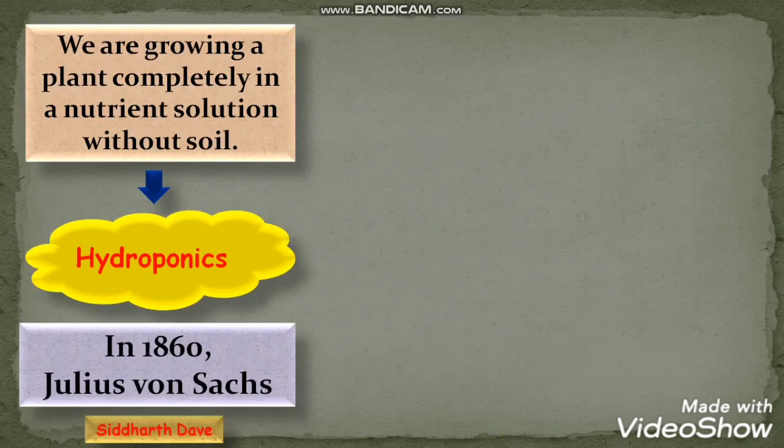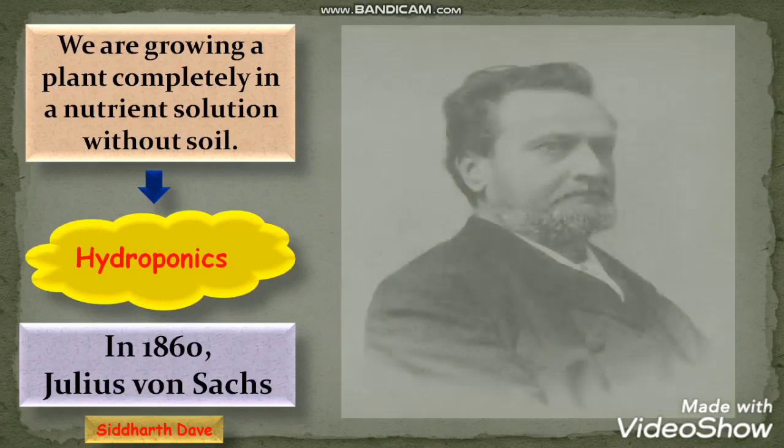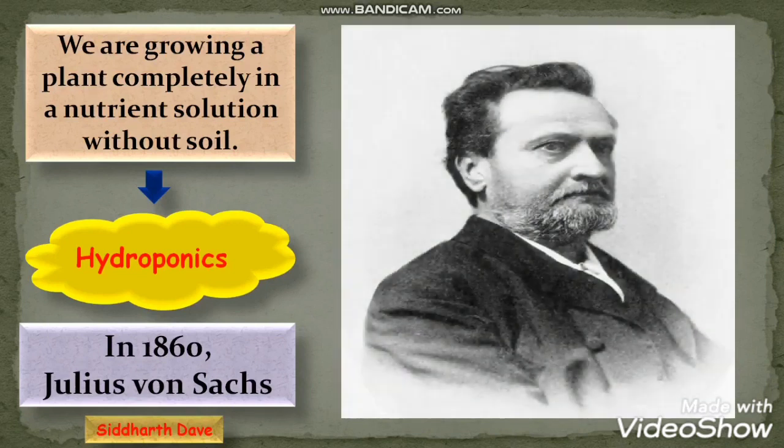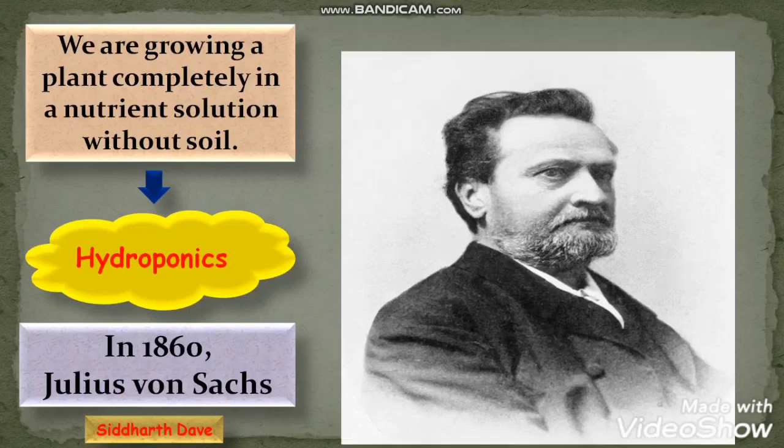This technique was demonstrated by Julius von Sachs in 1860. Okay, and he demonstrated for the first time that plants could be grown to maturity in a defined nutrient solution in complete absence of the soil. So this is the hydroponics technique.